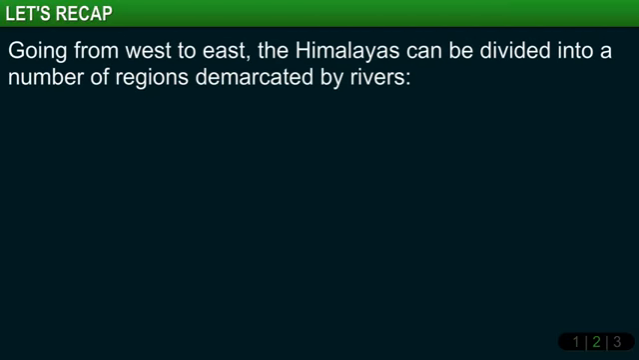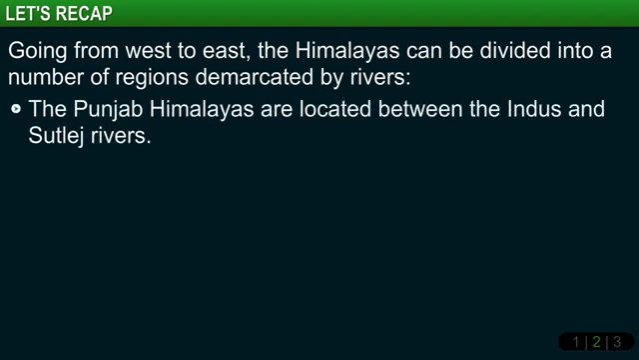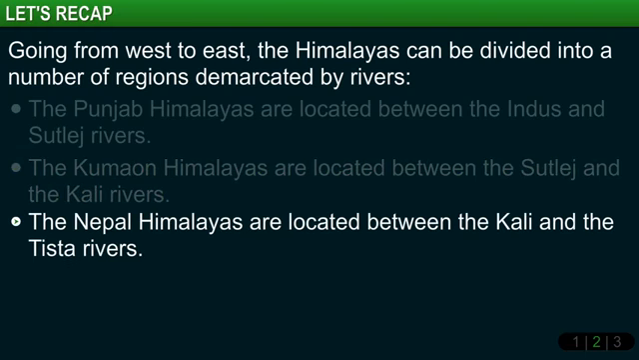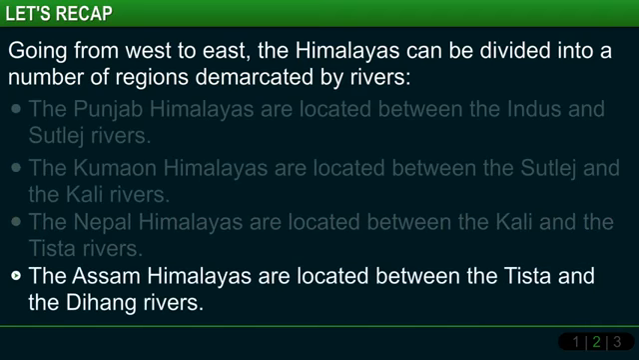Going from west to east, the Himalayas can be divided into a number of regions demarcated by rivers. The Punjab Himalayas are located between the Indus and the Sutlej rivers. The Kumaon Himalayas are located between the Sutlej and the Kali rivers. The Nepal Himalayas are located between the Kali and the Tista rivers. The Assam Himalayas are located between the Tista and the Dihang rivers.